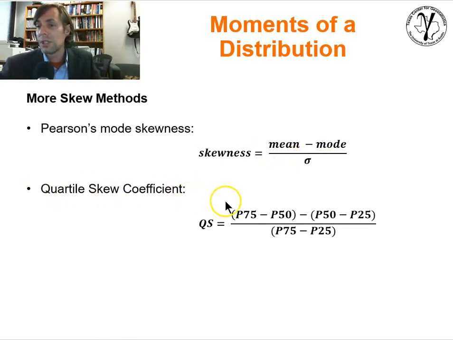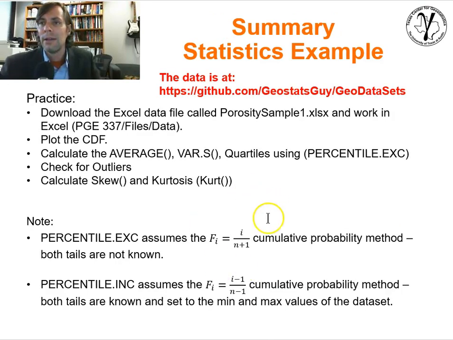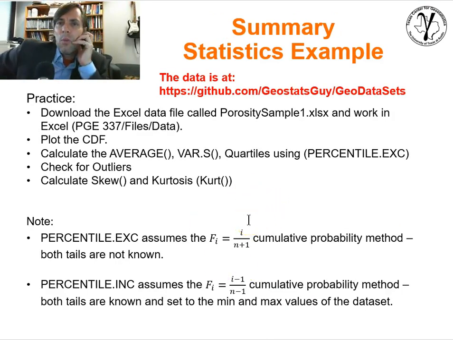Quartile skew coefficient, look at this, this is wild. You have the interquartile range in the bottom, and we've taken apart the interquartile range, looking at the degree of symmetry between the upside and the downside in order to get this measure of quartile skew. Now, what I want you to do is have a chance to play around in Excel to try to calculate all of these summary statistics.